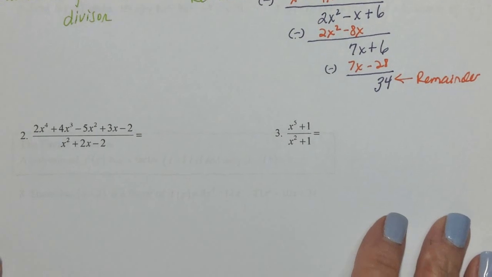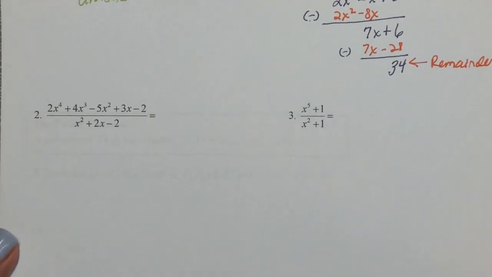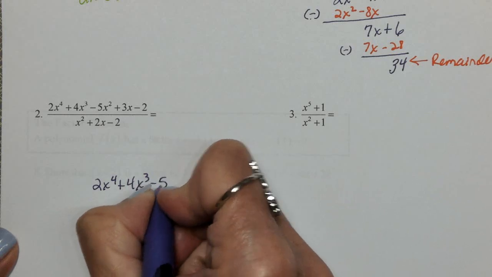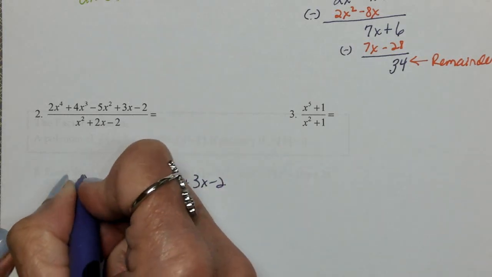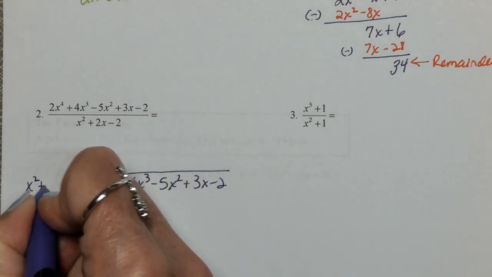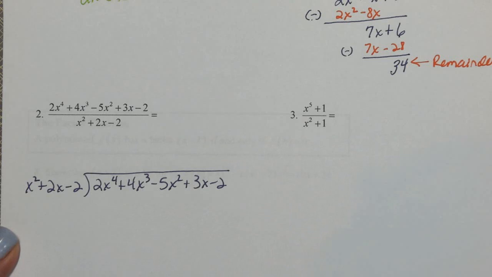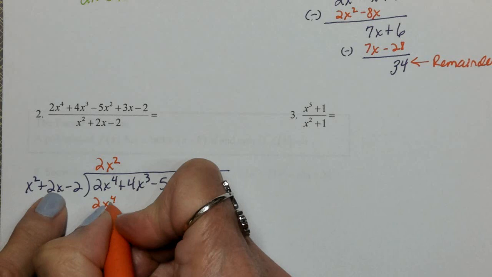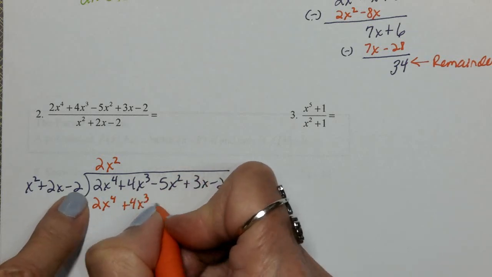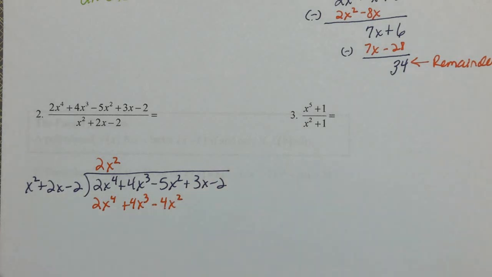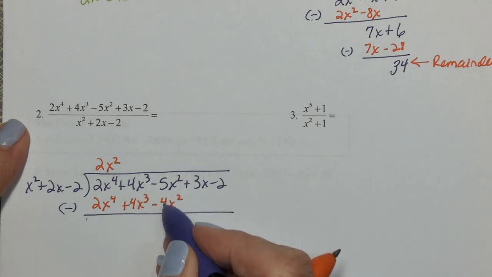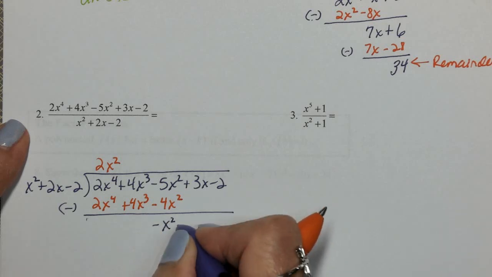Okay, let's do another one. Let's do this one. So I'm going to write out my dividend. And we are dividing by the divisor. Okay, what do I multiply x squared by to get 2x to the 4th? 2x squared. So this will be 2x to the 4th plus 4x cubed minus 4x squared. And I subtract these. This is gone, and this will give me a negative x squared. Bring down everything else.